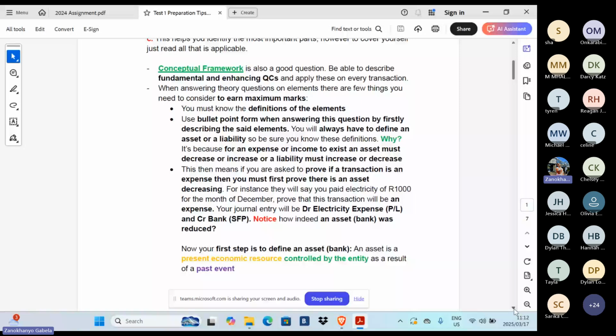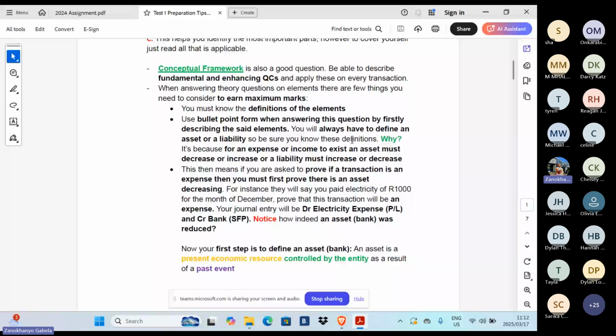And the reason why I'm stressing those three, is because you are likely or surely going to be asked at least one of those in this upcoming test one. So it's very important to understand which one of these elements belongs to which statement, because it makes it easier when we're doing questions and also understanding it overall. Right. So you must know the definitions of elements. Use bullet point form when answering this question by firstly describing the said elements. You will always have to define an asset or a liability, so be sure to know these definitions.